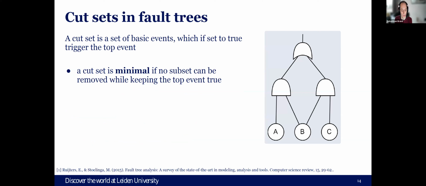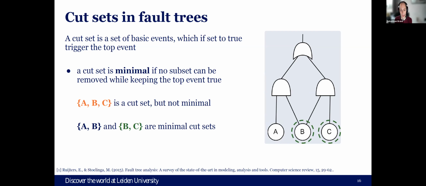So we're interested in these sets of events which can cause a critical failure, which are called cut sets. And specifically, we are interested in minimal cut sets. A cut set is minimal if no subset can be removed while keeping the top event true. As an example, A, B, and C here is a cut set, because if we set these values to true and we evaluate the circuit, then the top node evaluates to true. But this is not a minimal cut set, because we can remove elements. For example, B and C is also a cut set, and therefore A, B, C is not minimal. In this particular example, A and B and B and C are both minimal cut sets.